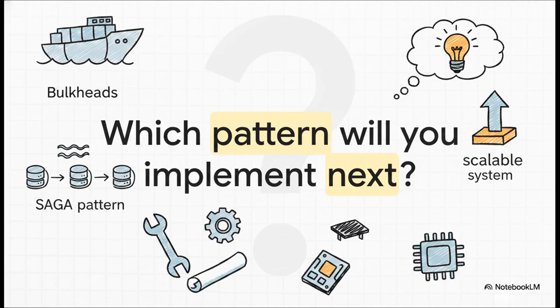Wow, we've covered an absolute ton of ground today, haven't we? From preventing those scary cascading failures using bulkheads to totally rethinking our databases with the Saga pattern. So I want to leave you with one final thought to ponder today. Which of these powerful patterns are you going to implement in your next system design?